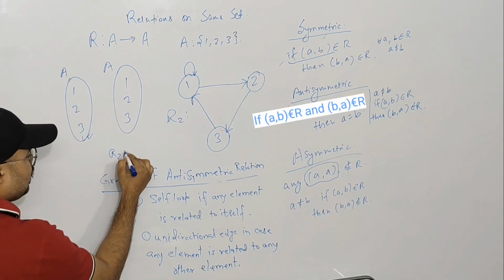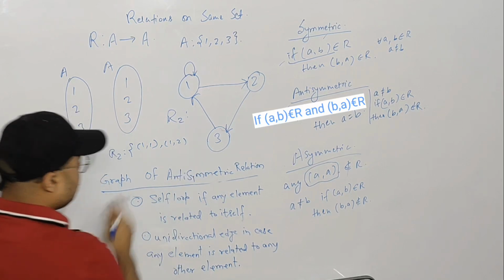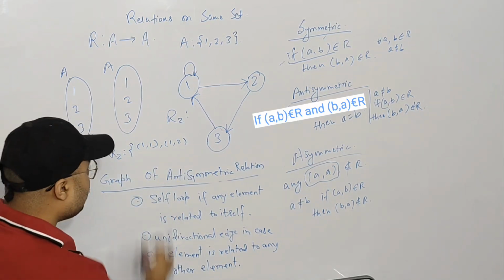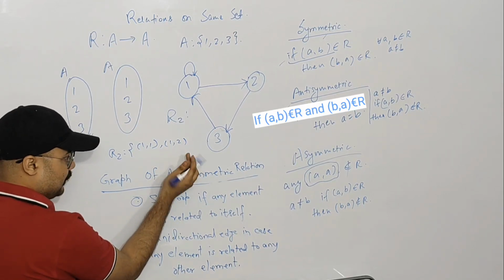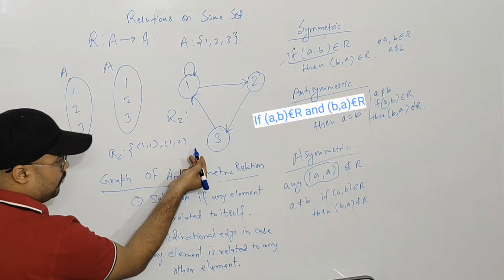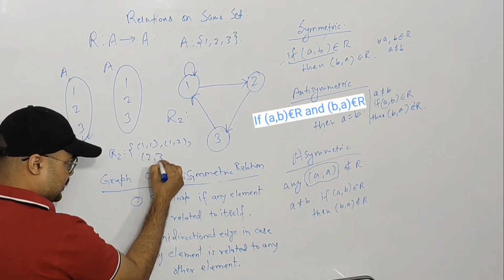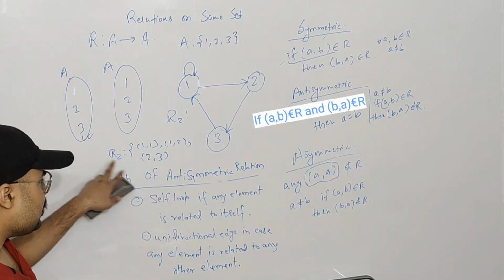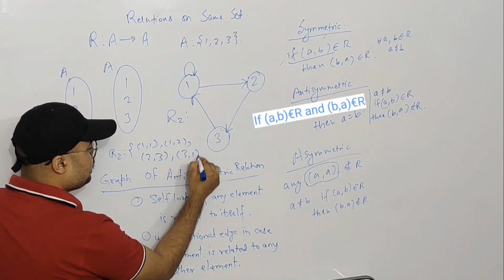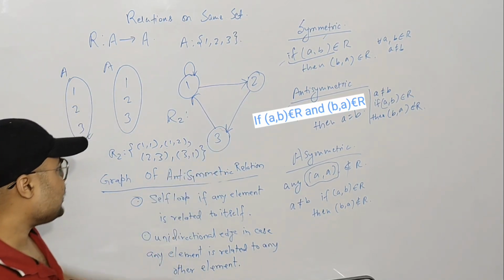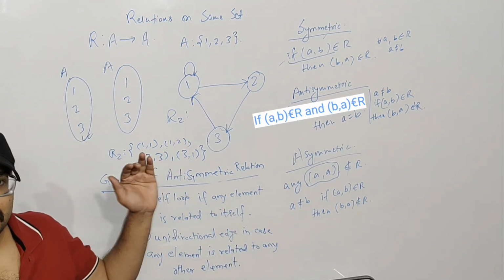Then R2 is 1 comma 1, 1 comma 2. Now 1 comma 1 is allowed. If 1 comma 2 is an ordered pair in this relation, then 2 comma 1 cannot be in it. Similarly, if 2 comma 3 is in R2, then 3 comma 2 cannot be there. If 3 comma 1 is an element of R2, then 1 comma 3 cannot be an element of R2, given R2 is an anti-symmetric relation.